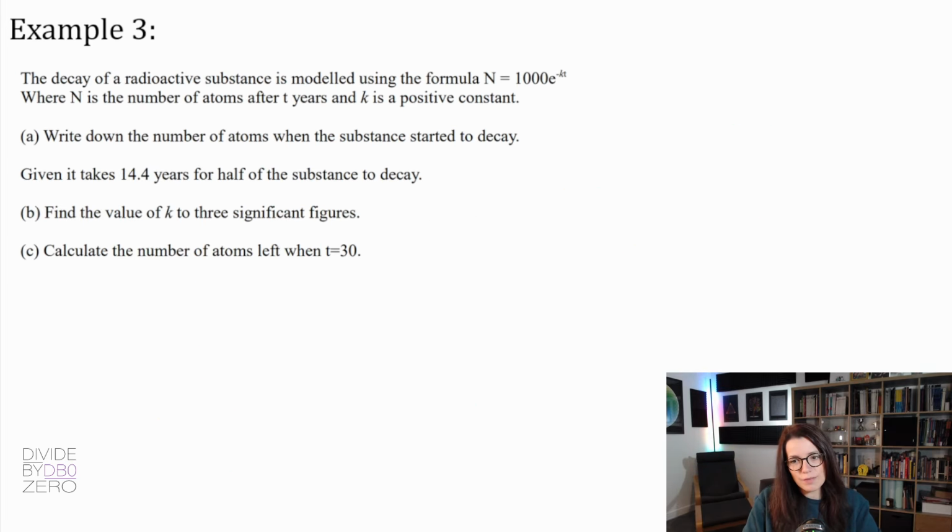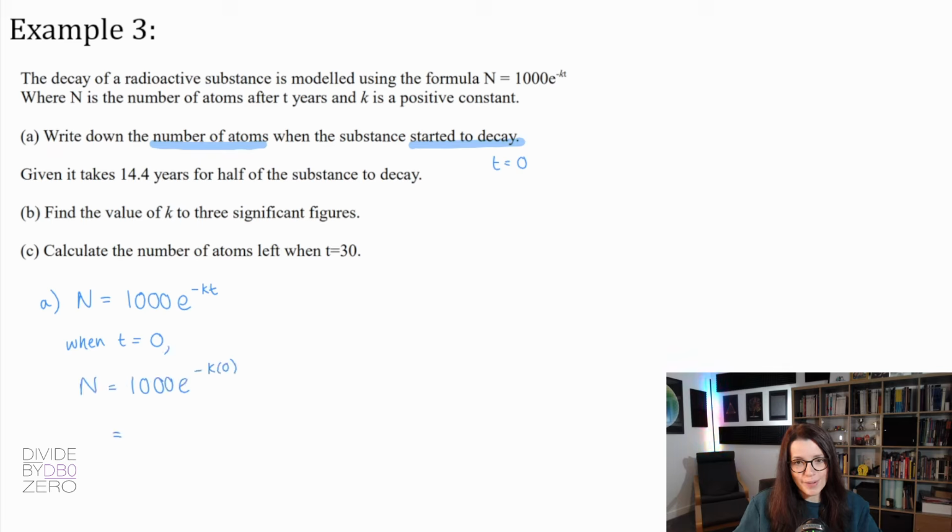Example 3. The decay of a radioactive substance is modelled using the formula n equals 1000 e to the power of minus kt, where n is the number of atoms after t years and k is a positive constant. Part A. Write down the number of atoms when the substance started to decay. So this is an exponential model, and if we start by writing out the model again, n equals 1000 e to the power of minus kt. Part A, they want the number of atoms when the substance started to decay. In other words, when t is equal to 0. So all we need to do is sub t equal to 0 into the exponential model and see what comes out.